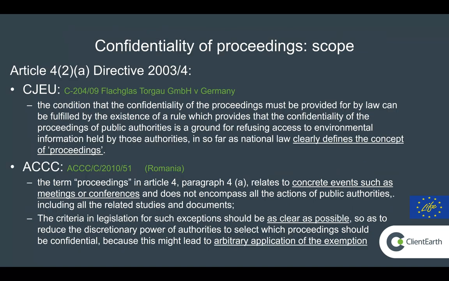They also said that the concept of proceedings must be as clear as possible in the implementing legislation, so as to avoid an arbitrary application of this exemption. So there's quite a lot of agreement, as you see, between the Court of Justice and the Compliance Committee.